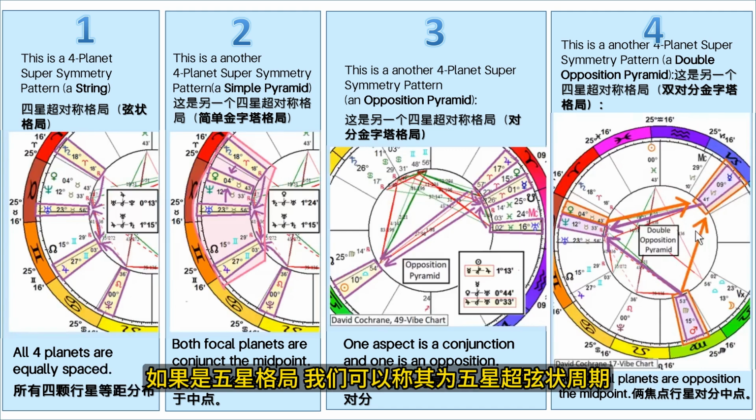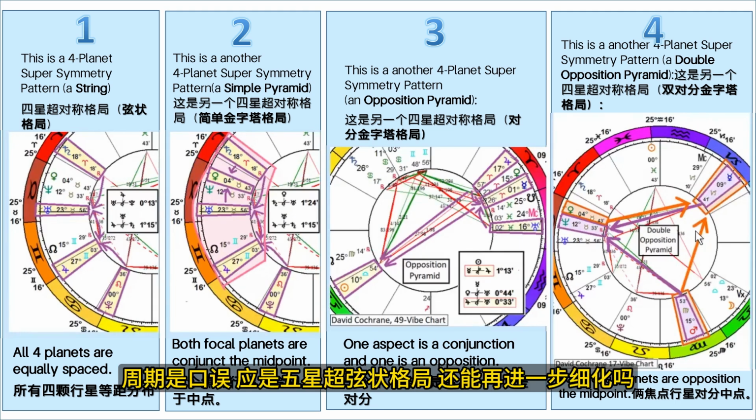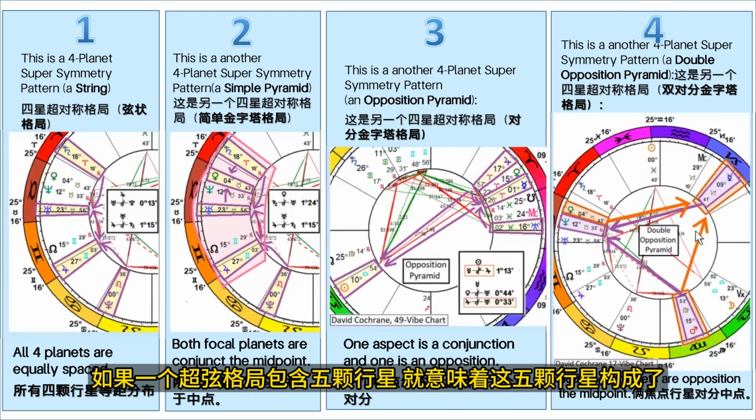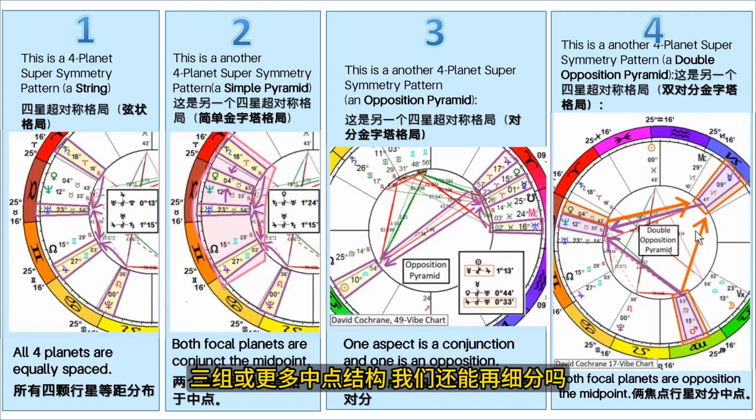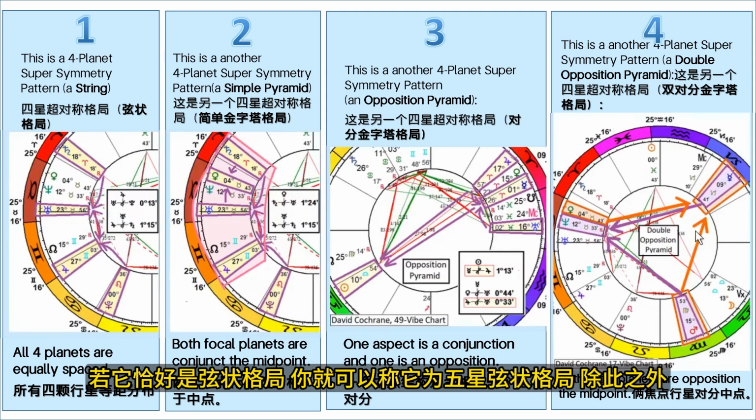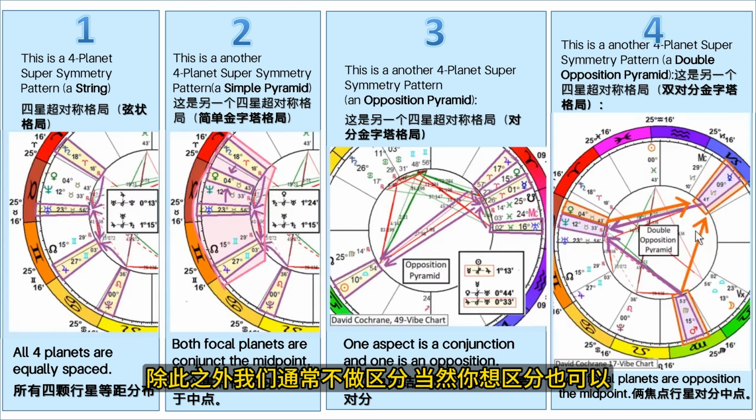When you get to 5 planets, we can call it a 5-planet supersymmetry pattern. Can we be more specific? If we have 5 planets in a supersymmetry pattern, that means the 5 planets are making 3 or more midpoints. Can we be more specific? The only level of detail that we use in common communication is if it happens to be a string, you could say it's a 5-planet string. Otherwise, we do not usually distinguish them. We could if we want to.